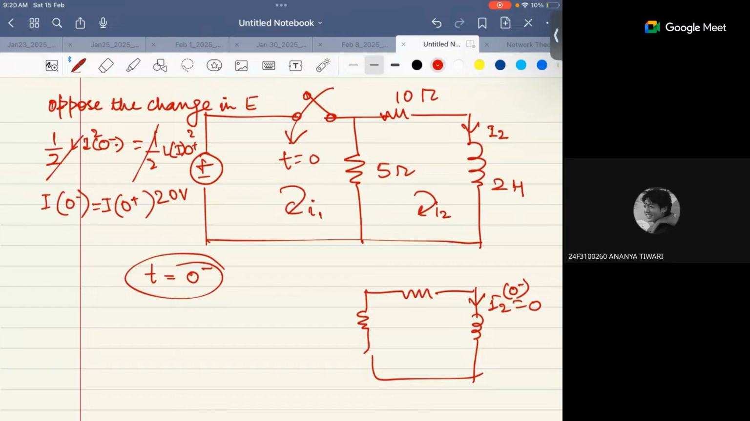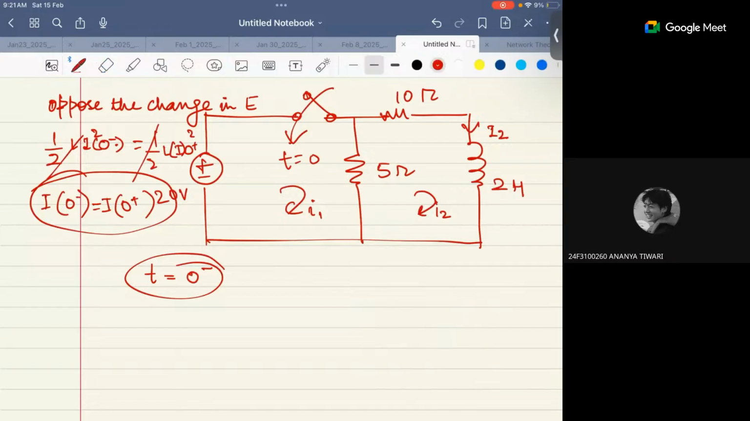Similarly, the same case happens in the capacitor, where you write half C V square. There also the same thing happens. That's why the inductor opposes the change in current, and the current before and after is the same. Now if we connect it to t equals 0 and transform this equation, you already know that the current through this inductor just before the switching was 0.